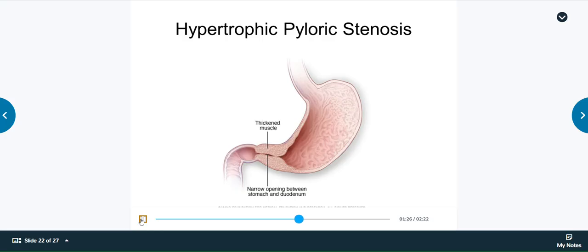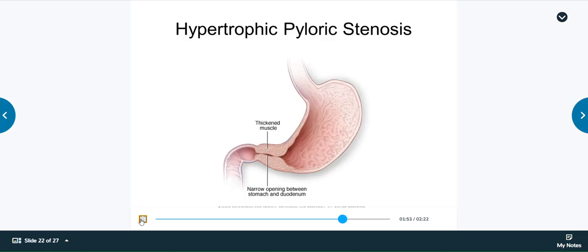Ultrasound, or sometimes they do barium swallows, but the exam, the signs and symptoms, and the ultrasound are usually enough. Our treatment, we want to correct any fluid and electrolyte imbalances that they have, and then they'll need surgery. The surgery they need is a pylorotomy, and basically what they do is they'll go in and release that obstruction in the muscle there and kind of thin it out a little bit.